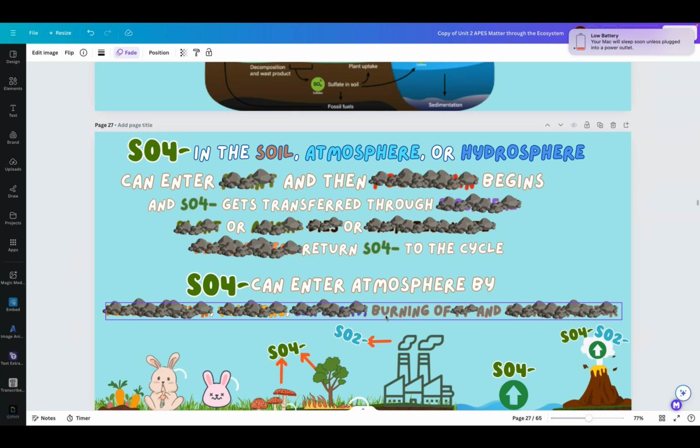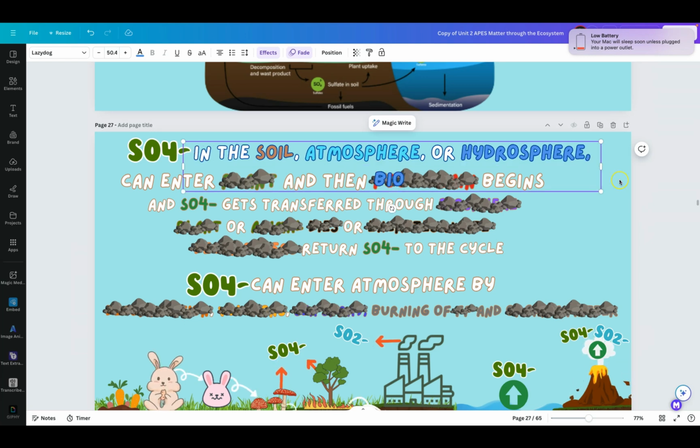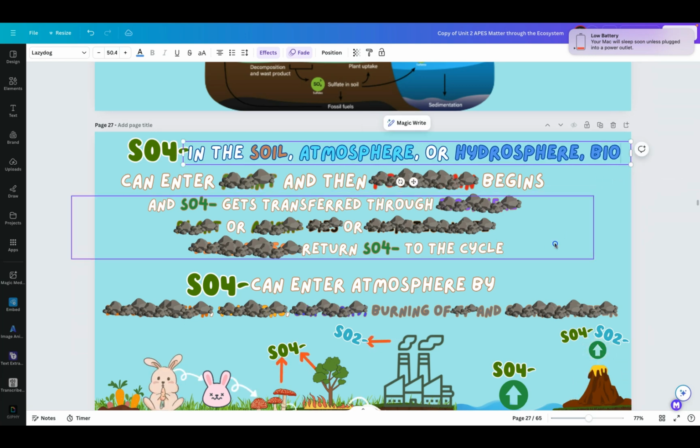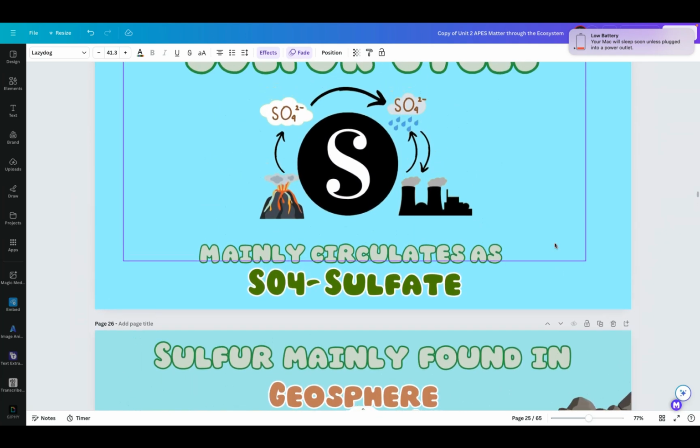Sulfate can be in the soil, and we know that the 8s are in the soil, right? But it could also be in the atmosphere, and in the hydrosphere, and in the biosphere. It could enter plants, because we know the 8s enter plants. So I could add bio here too, okay? So how do I survive the difference? If I was you, I would always choose sulfates as my compound in the soil.